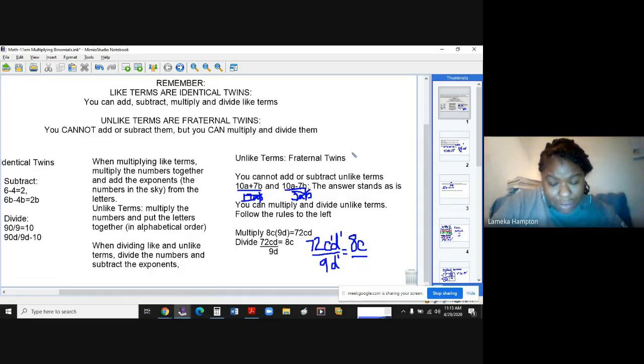However, you can multiply and divide unlike terms. This is where we start using the distributive property and FOIL and all of that good fun stuff. So I will show you all how to apply multiplying like terms and unlike terms in a few minutes. So stick with me.